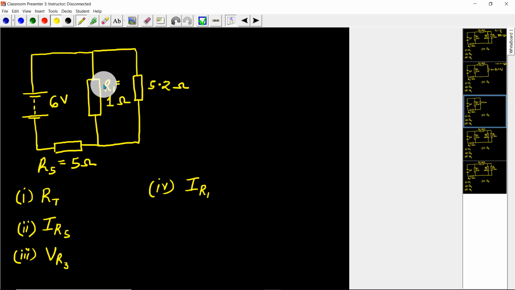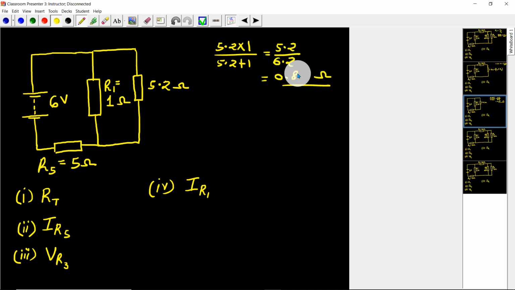At this point, I'm able to see that the 5.2 ohm resistor that I've just obtained is connected in parallel with R1, and in order to get total resistance there, I do the product, which is 5.2 multiplied by 1, which is just 5.2, and for the sum I add 5.2 and 1, where I get 6.2. So over here I've got 5.2 divided by 6.2, which is 0.8387. I round it to 0.84 ohms.